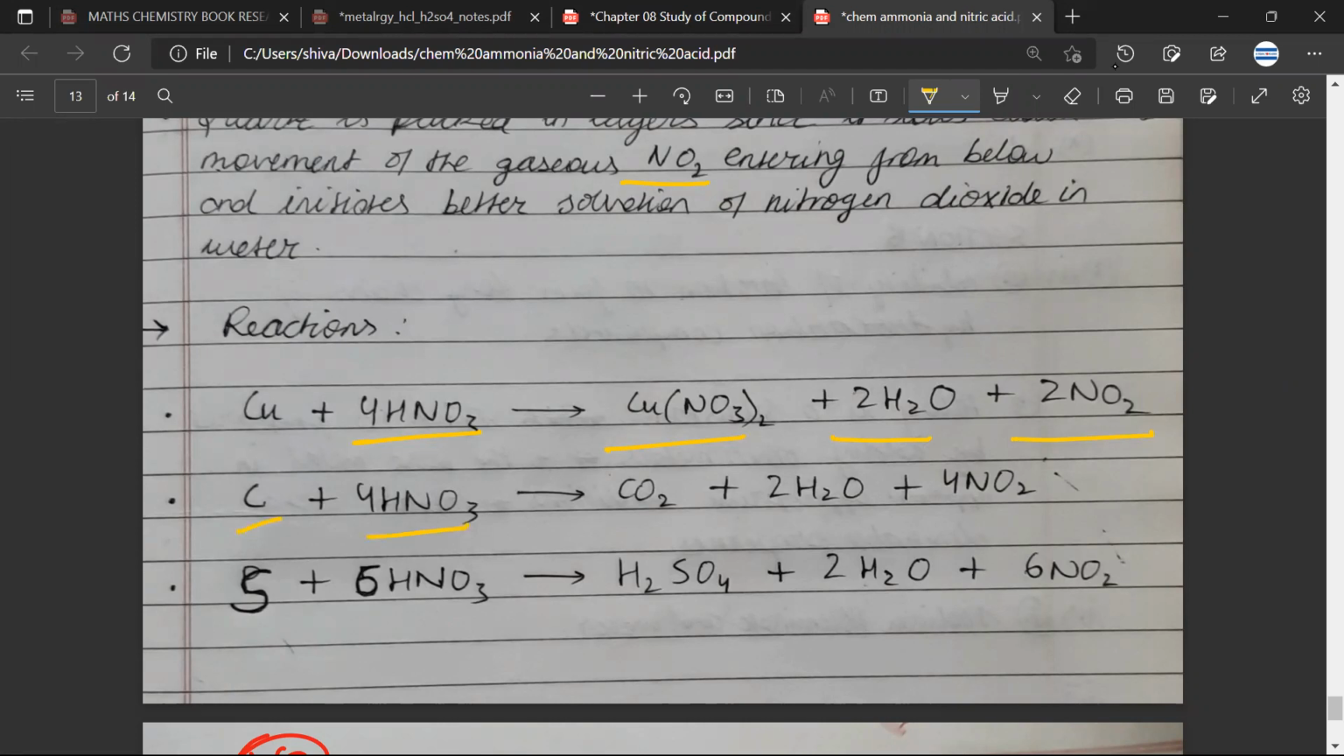Then you have carbon plus HNO3, nitric acid, which gives CO2 plus H2O plus 4NO2. And please do remember that this is hot and concentrated, and applies to each one of these acids. And then we have sulphur, which reacts with nitric acid to give H2SO4 plus water plus nitrogen.